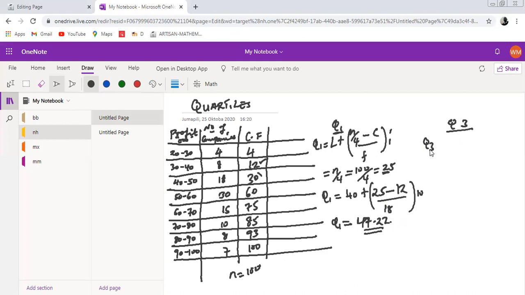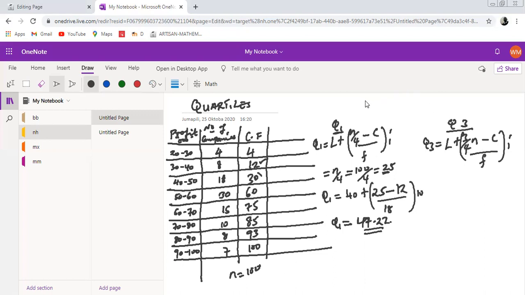Then you work out the Q3. Q3 is actually the 75% of the data, which is given by R plus 3 over 4 n minus C, over F, times the class interval I. So what you realize is that instead of having n over 2 here, we normally have 3 over 4.